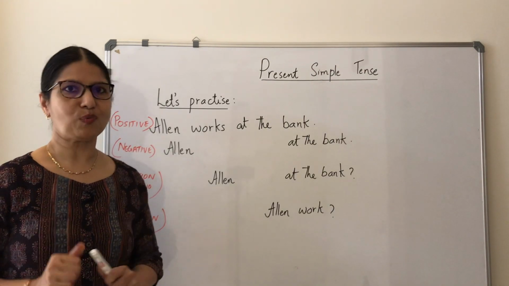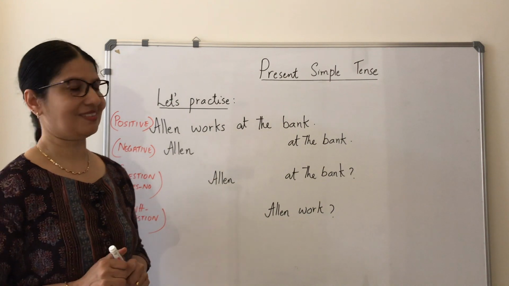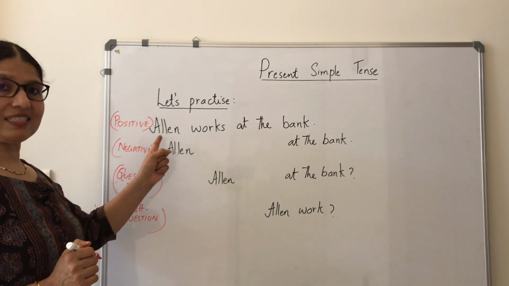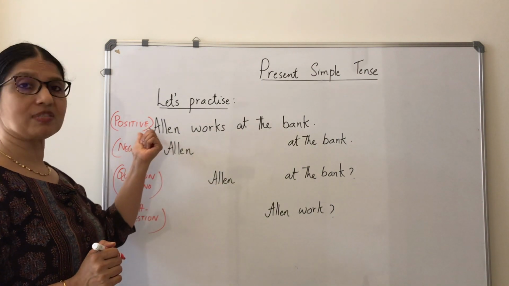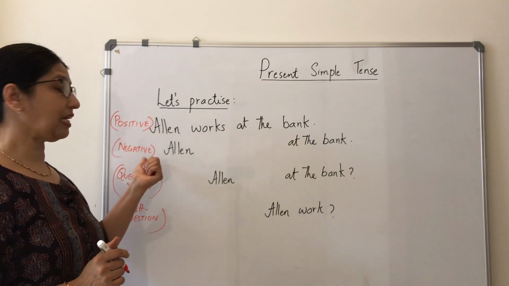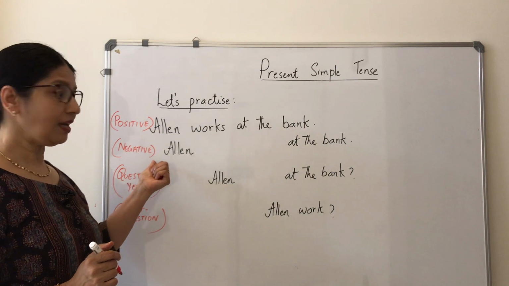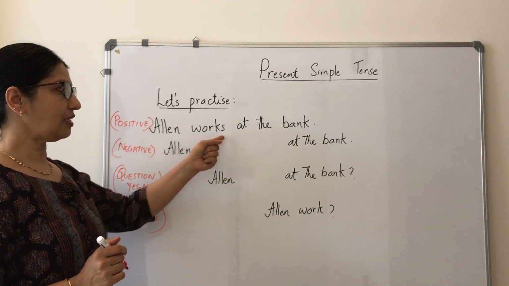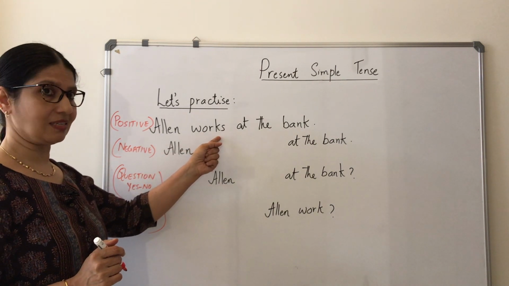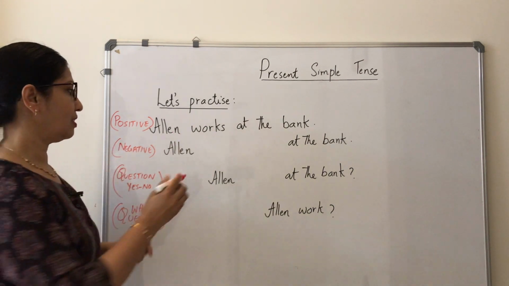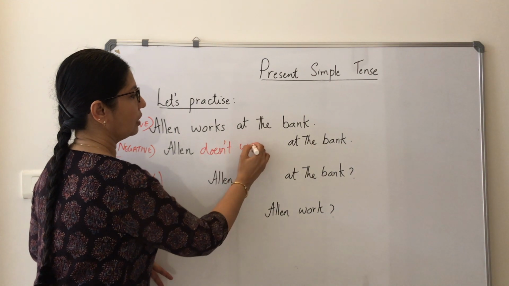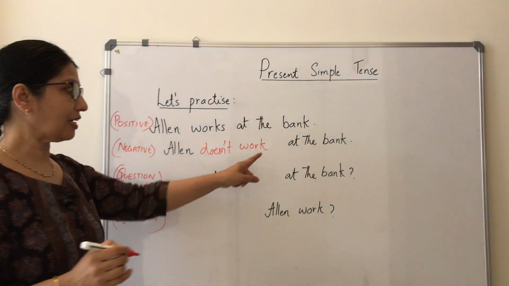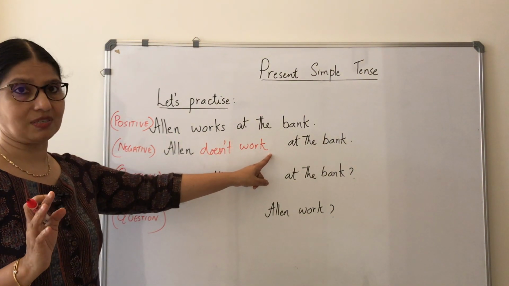Now let's pause for a while and have some practice. You have a sentence here. Alan works at the bank. You can see that this is a positive sentence. How do you make the negative of this? You say Alan. You can see that the verb comes with an S here, so we have to use does. So Alan doesn't work at the bank. You can see that I removed the S from here.